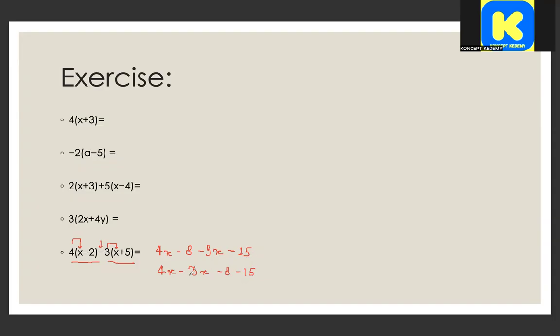Okay. 4x minus 3x is x, or you can say 1x. But you don't need to write 1 as a coefficient. So x, and minus minus is plus. So 8 plus 15 is minus 23. So x minus 23 is the final answer. And this is the expanded form of 4 into x minus 2 whole and x plus 5 multiplied by minus 3. So this is how we can use the distributive property.